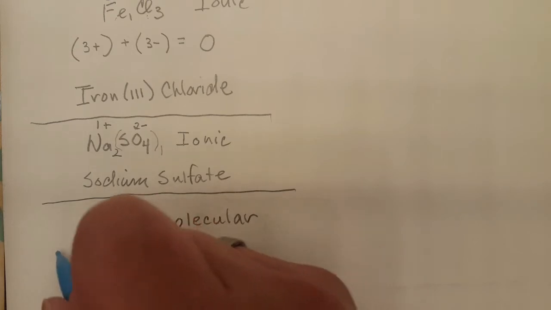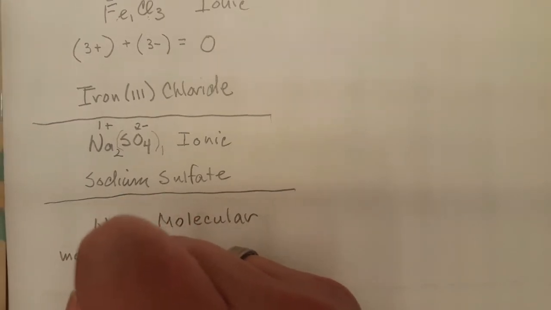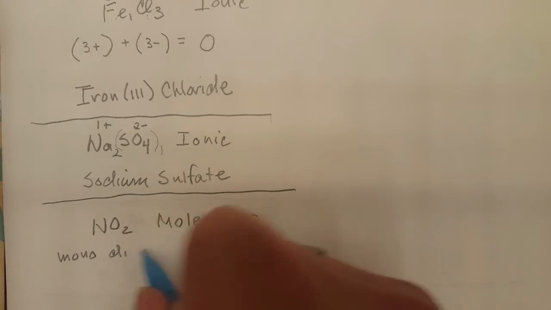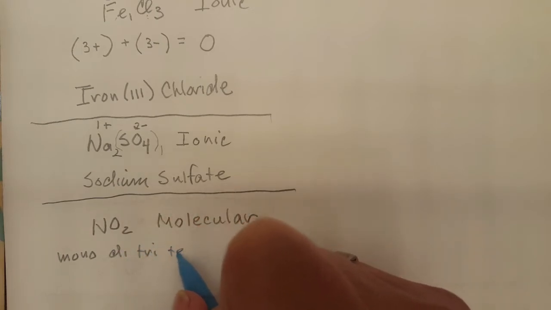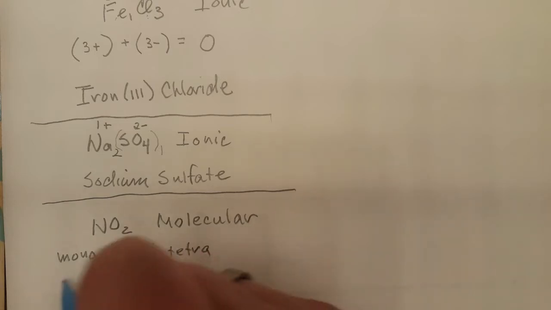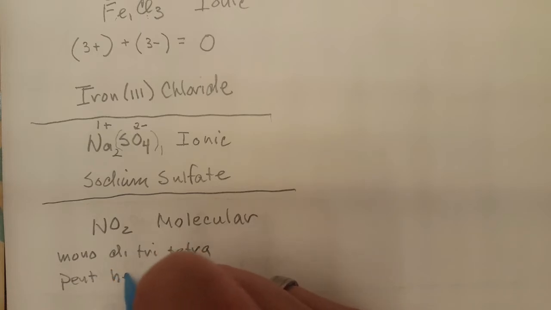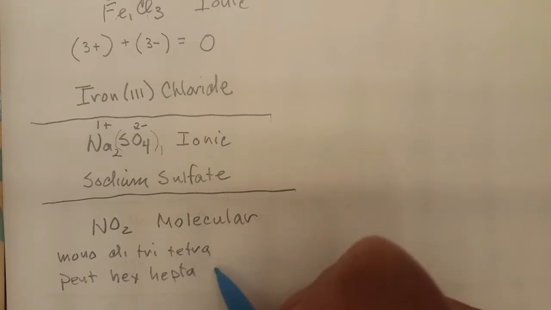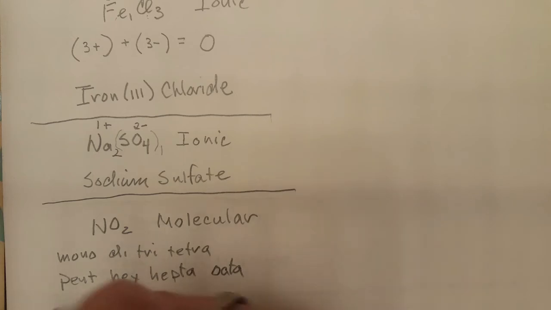That is to say, the number of atoms in each one of this molecular group. So we use the prefixes mono, di, tri, tetra, penta for 5, hexa for 6, hepta for 7, octa for 8, nona for 9, and deca for 10.